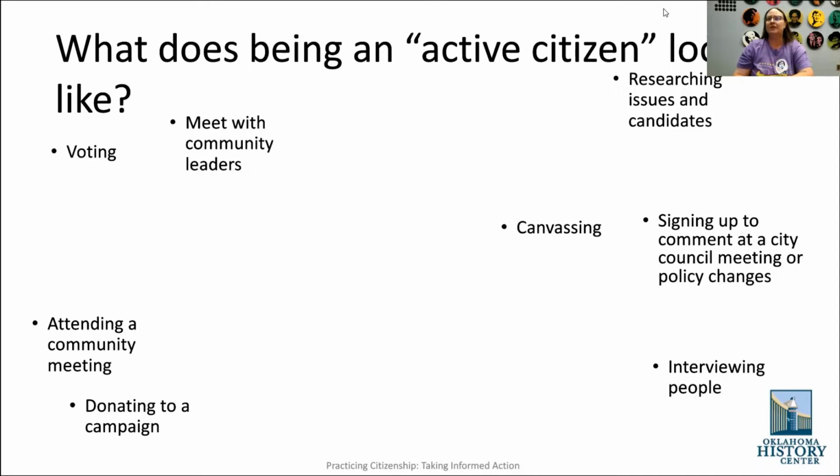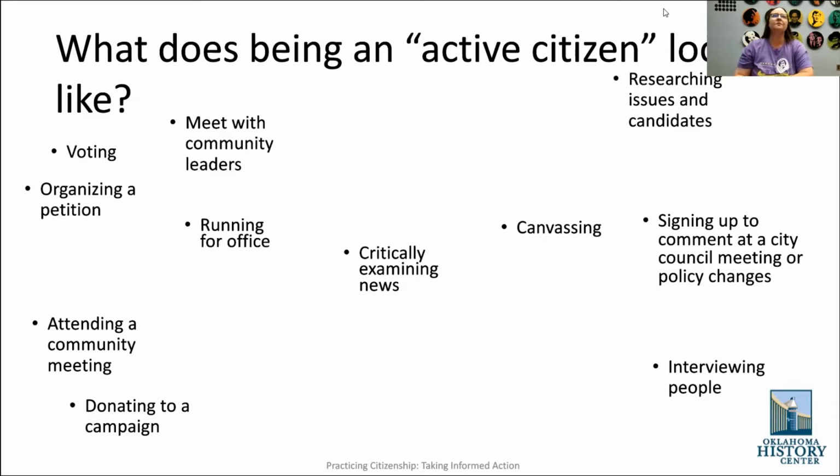You could do that in school as well. Organizing a petition. Critically examining the news is an important element of being an active citizen. Having media literacy. Running for office. Knowing how to find information on government websites.